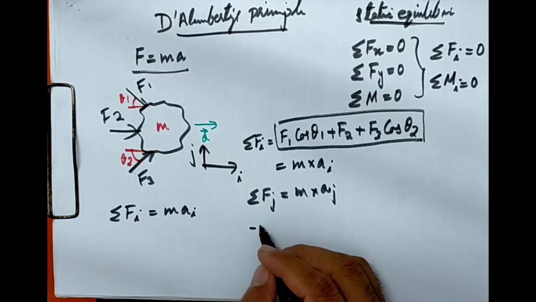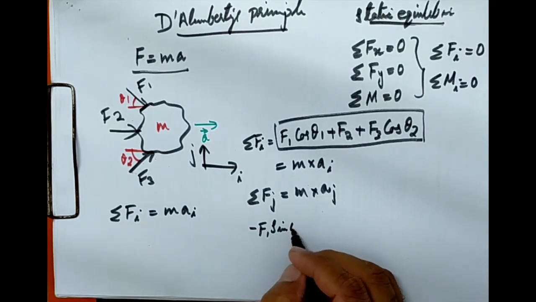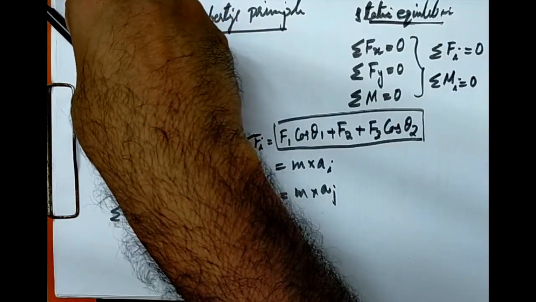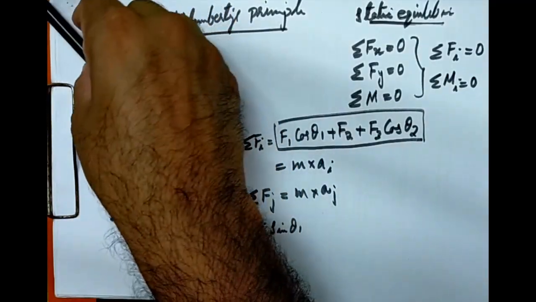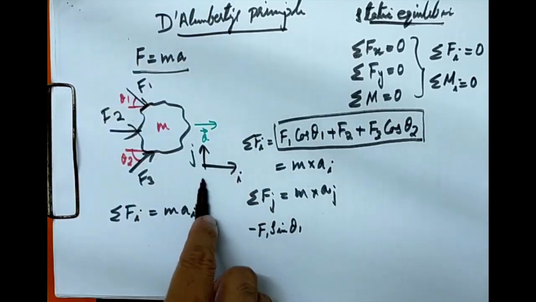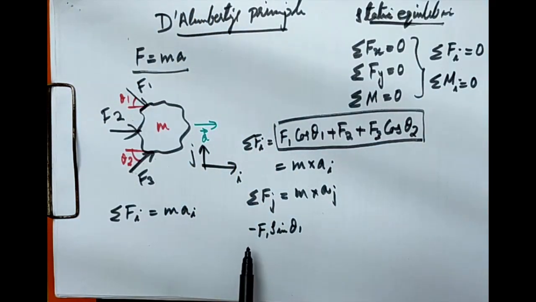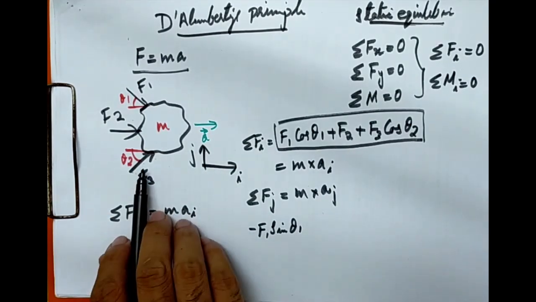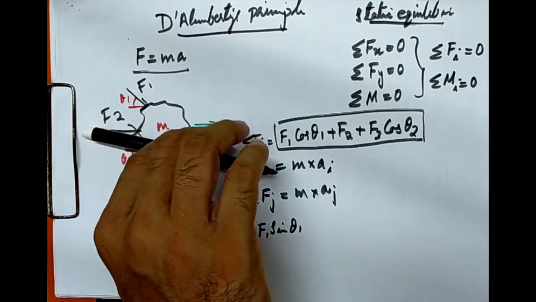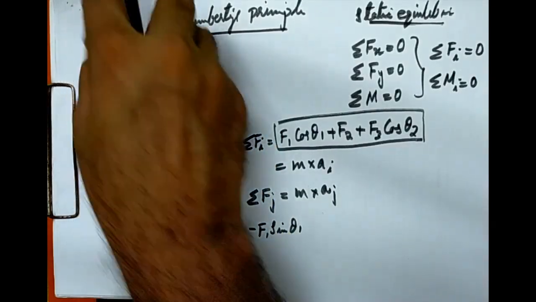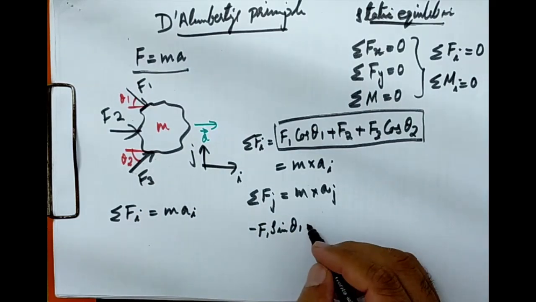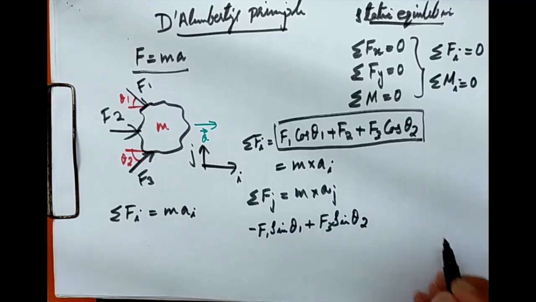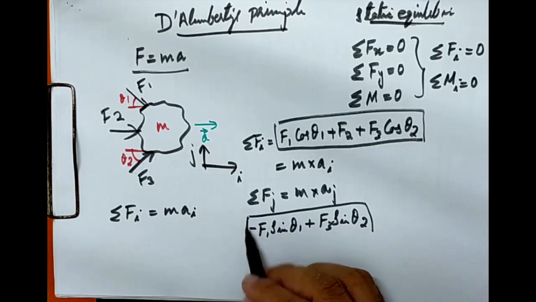So minus F1 sin θ1. F1 is like this. So F1 cos θ1 is to the right, F1 sin θ1 is downward, which is opposing our positive direction, so it is negative. F2 is perfectly horizontal, so we are not going to have any component. Then F3 cos θ2 is horizontal, F3 sin θ2 is upward, so it is plus F3 sin θ2. That forms our left hand side.